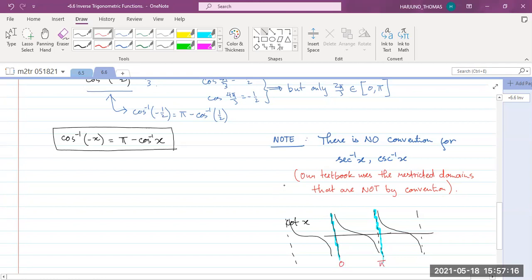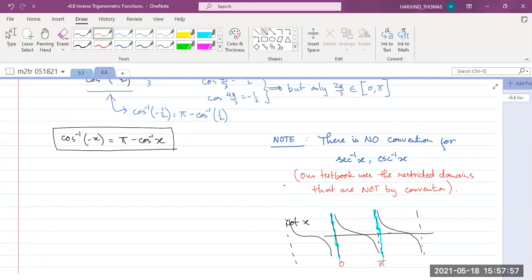That's for cotangent. But for secant and cosecant, there's no convention for the restricted domain. Our textbook just shows you one of the common restricted domains being used, but that's not a convention. The textbook we use at West LA College shows two different ways to do the restricted domain. But there is no convention for that.